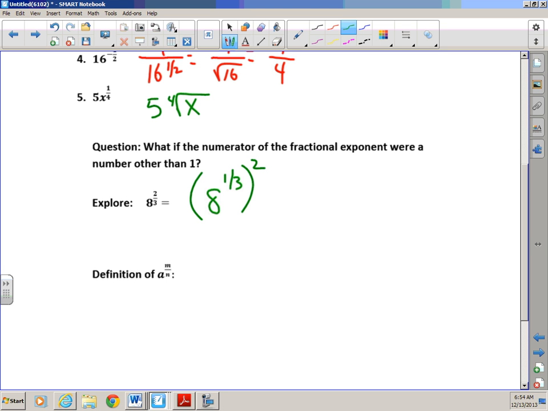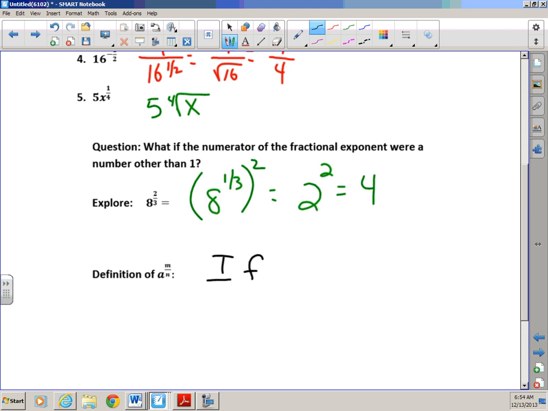Because my power to a power rule tells me that I would multiply those exponents. Well, 1/3 times 2 is 2/3. Well, we know that 8 to the 1/3 is 2, and then we would square that afterwards to get 4. So, what is the definition when I have a number other than 1?